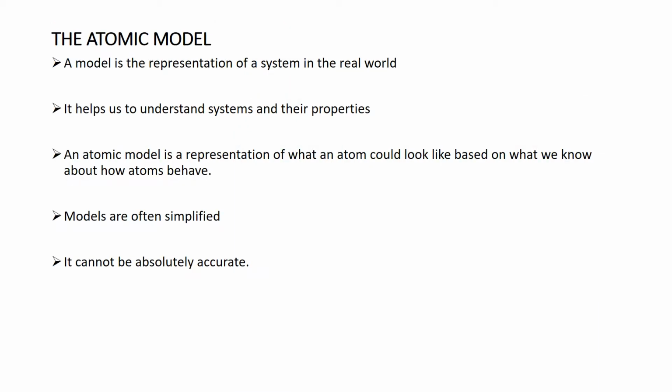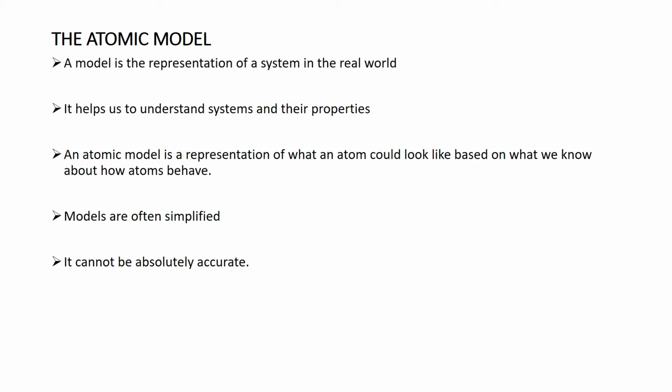So what is an atomic model exactly? A model is just a representation of a system in the real world. So a model helps us understand systems and their properties. It is not the actual representation of a particular system. So an atomic model actually represents what an atom could look like, not what an atom actually looks like. So it represents what an atom could look like based on what we already know about the behavior of atoms.